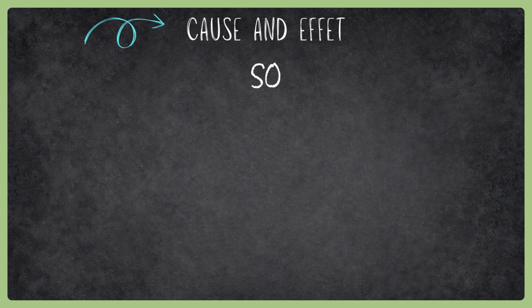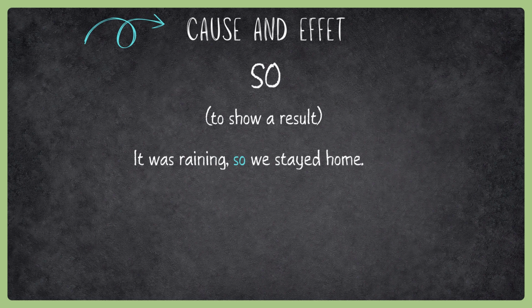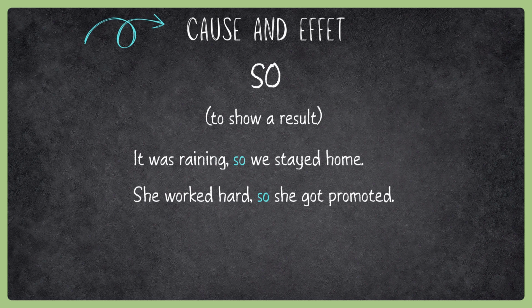Now let's look at a connector for result. So is the most common and natural way to show what happened as a result. It was raining, so we stayed home. She worked hard, so she got promoted. So is super common in everyday English, both spoken and written, but it's quite informal.